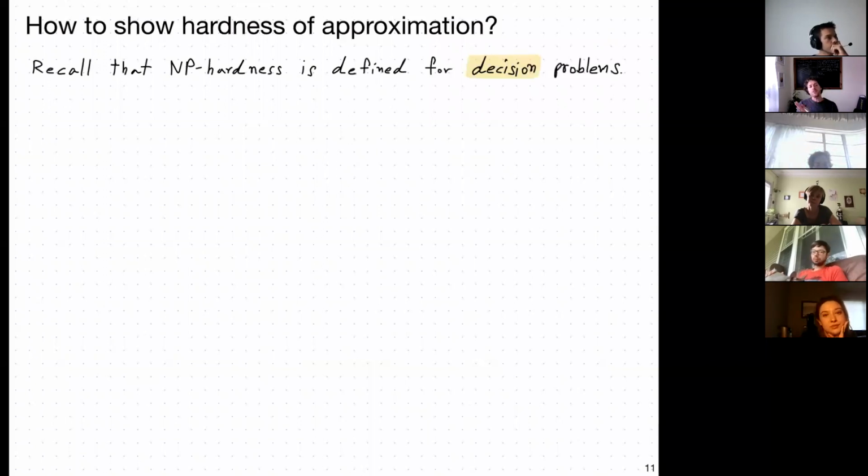So first of all, if we want to show hardness of approximation, we need to say what we mean by hardness of approximation. We used to show lower bounds or impossibility results by saying something is NP hard. But NP hard is a notion which we defined for decision problems, yes or no, 0-1 type of problems, whereas this is an optimization problem. It's not about whether there exists a coloring or a satisfying assignment or not. It's about computing the maximal satisfying assignment or something along this line.